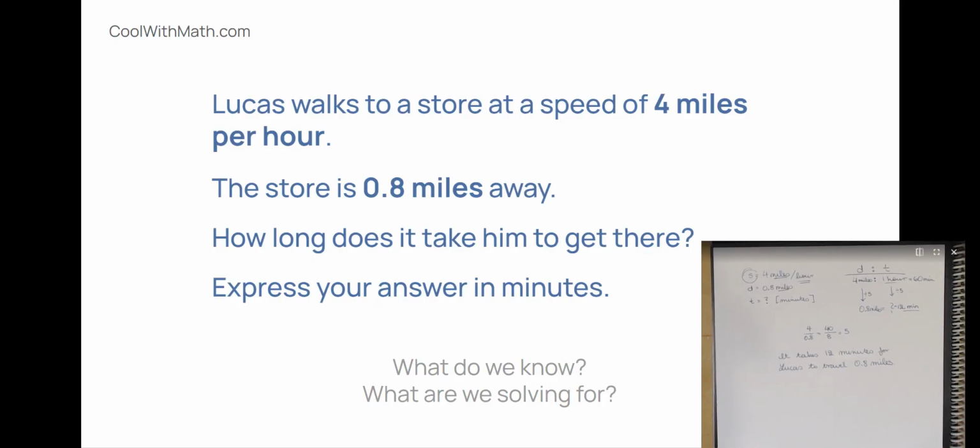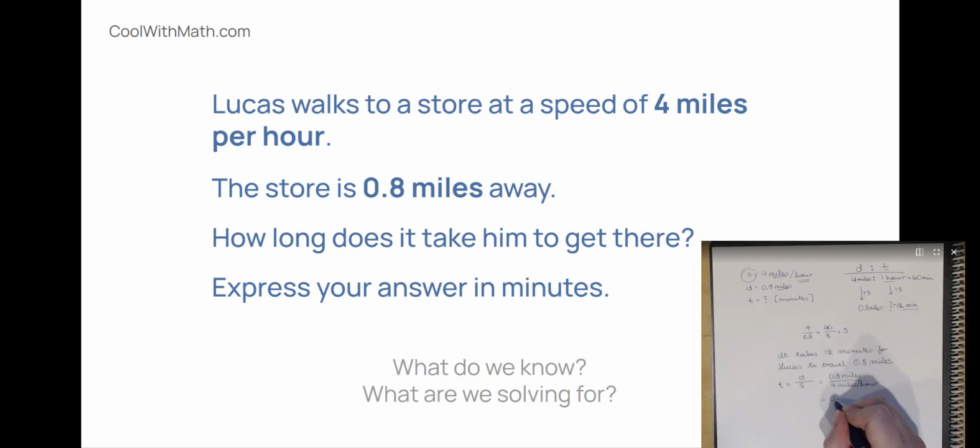Now, if you prefer to use the formula, we need to know what the formula is for time in terms of speed and distance. Well, if you want to know how long something takes, it is the total distance divided by the rate. In this case, the rate is speed. Now, when we plug in, our distance was 0.8 miles. Our speed is 4 miles per hour. And now we're looking at a lovely decimal combined with fraction problem.